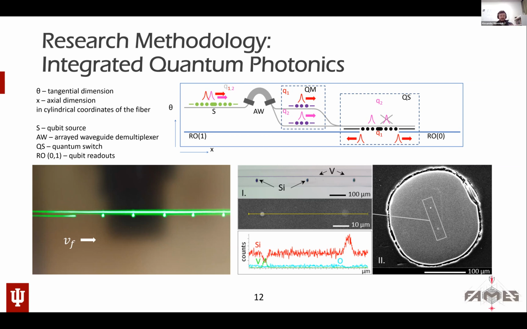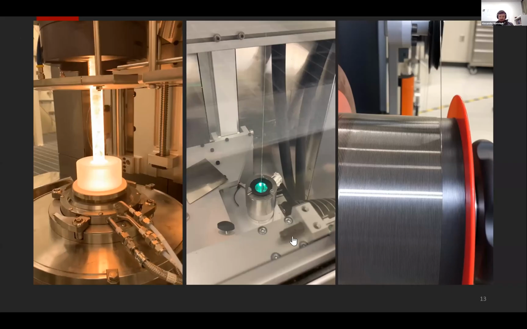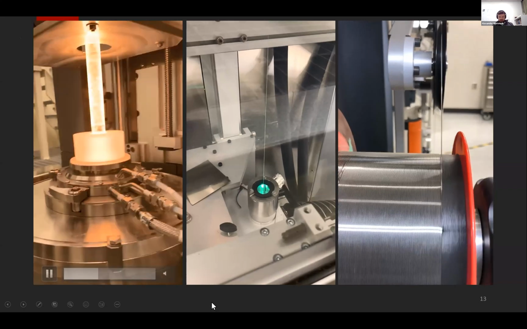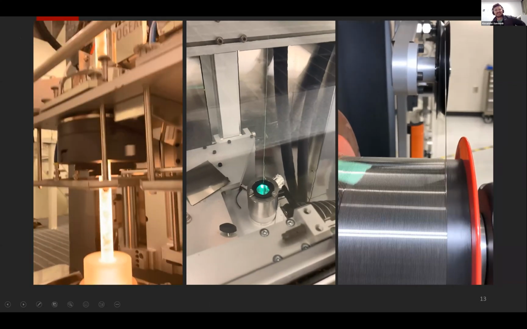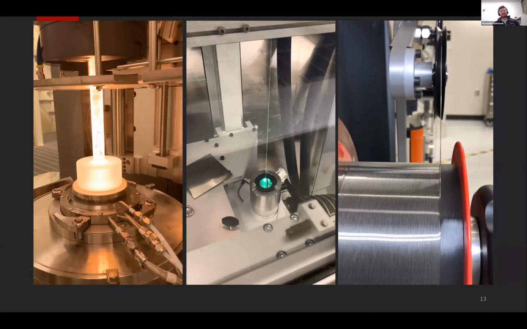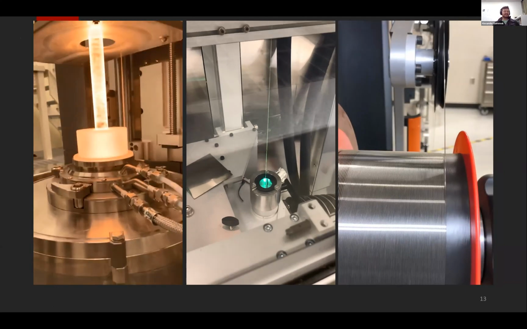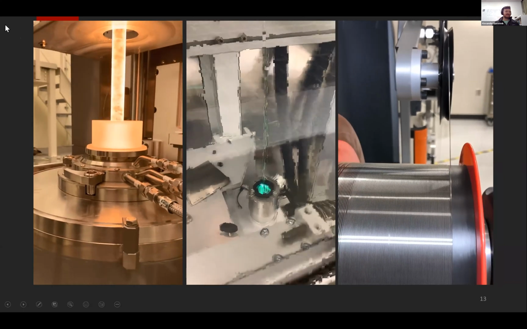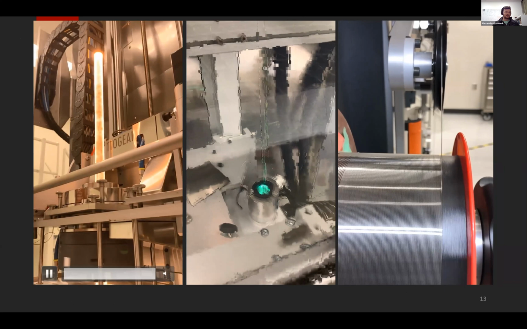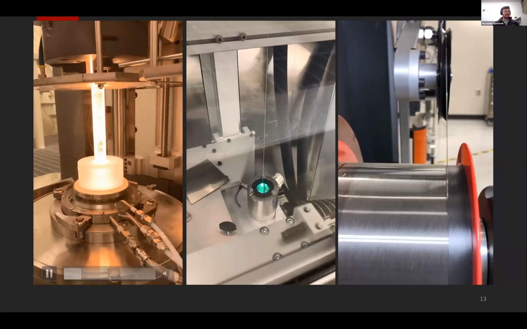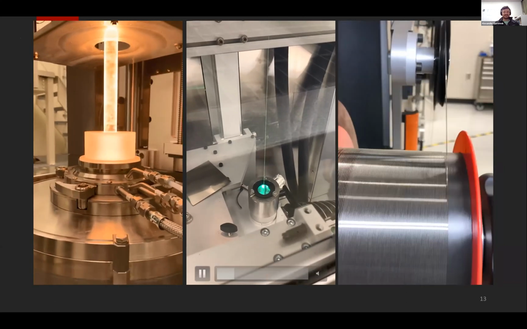That ends up being a selective process, a material selective process. Okay, so this is just a couple of videos of our biggest ticket item in the lab, which is the draw tower. And as I said, when you have the preform at the draw temperature, 2000 degrees Celsius, it glows white, so it looks like a Christmas tree.